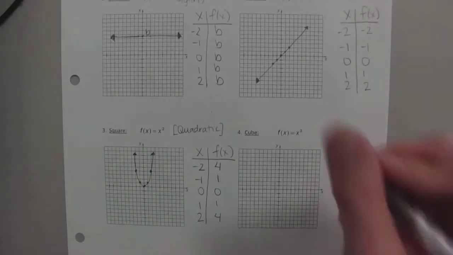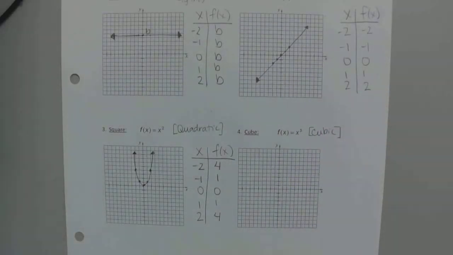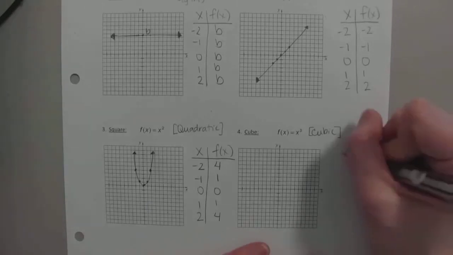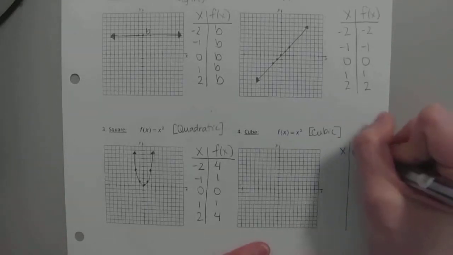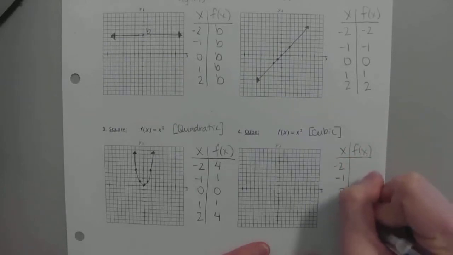The next one, number 4, guys, is the cube, or I call it the cubic function. It's very similar to the quadratic where we just plug in x and then raise it to a certain power. But keep in mind when you raise negatives to odd powers that your values stay negative. So we'll still use the same x values of -2, -1, 0, 1, 2. But now we're going to cube them.